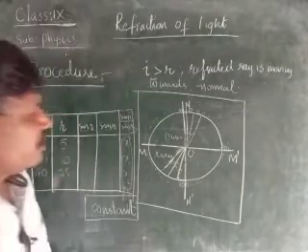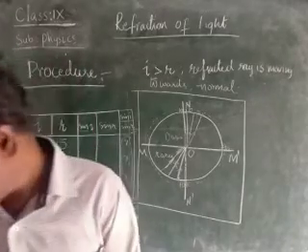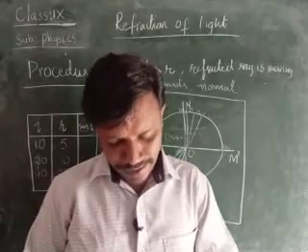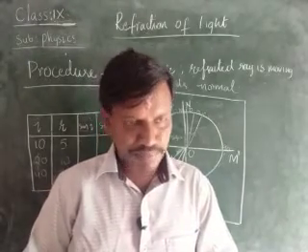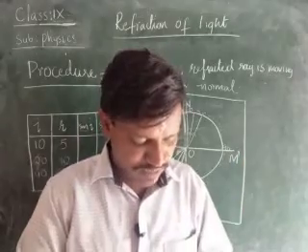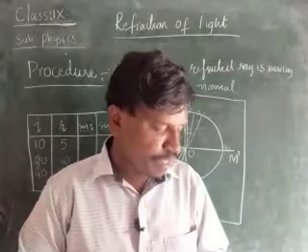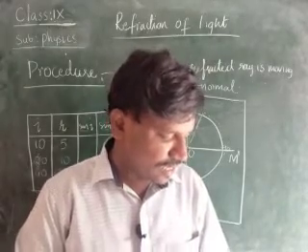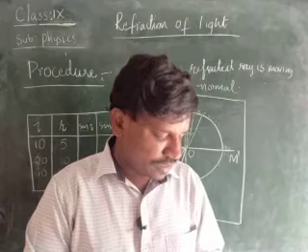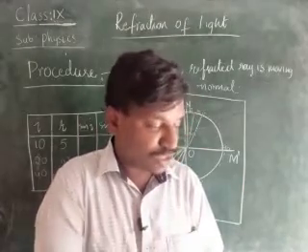Take a wooden plank which is covered with white chart, and draw two perpendicular lines passing through the middle of the paper. When you write the procedure, you should write in points, children, not as it is given in the textbook. Let the point of intersection be marked as O, and mark one line as NN and the other one as MM. MM indicates the interface and NN represents the normal, children.